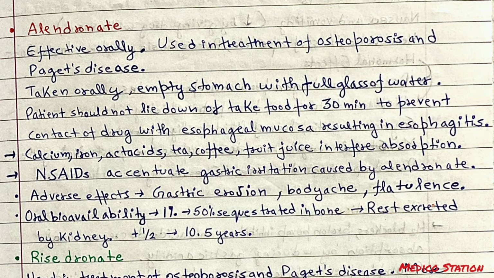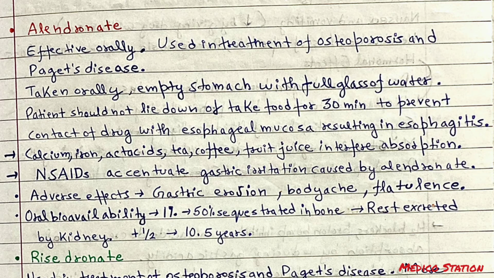NSAIDs accentuate gastric irritation caused by alendronate. Adverse effects: gastric erosion, body ache, flatulence. Oral bioavailability is 1%. 50% is sequestrated in bone, and the rest is excreted by the kidney.